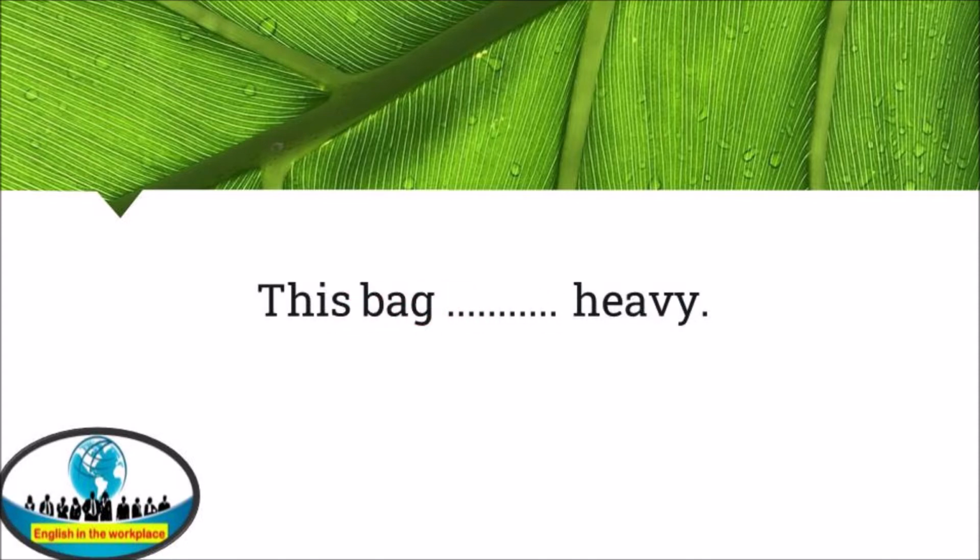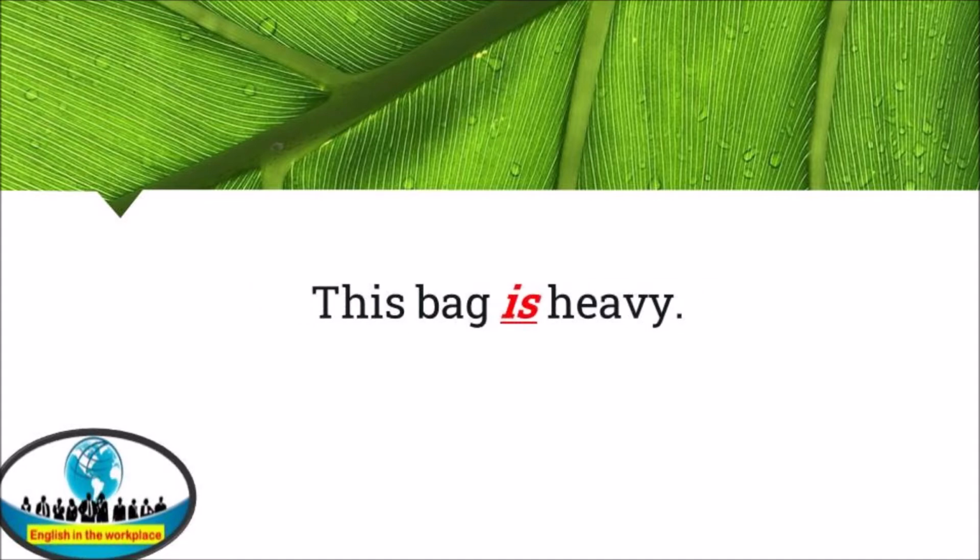This bag am, is, or are heavy. What do you think? This bag, singular, only one. What do you give it? This bag is heavy. Can I say this bag am heavy? No, because I takes am. Only I takes am. Can I say this bag are heavy? No, because are goes with plural, more than one. So we can say is, because this bag takes it, so this bag takes is.